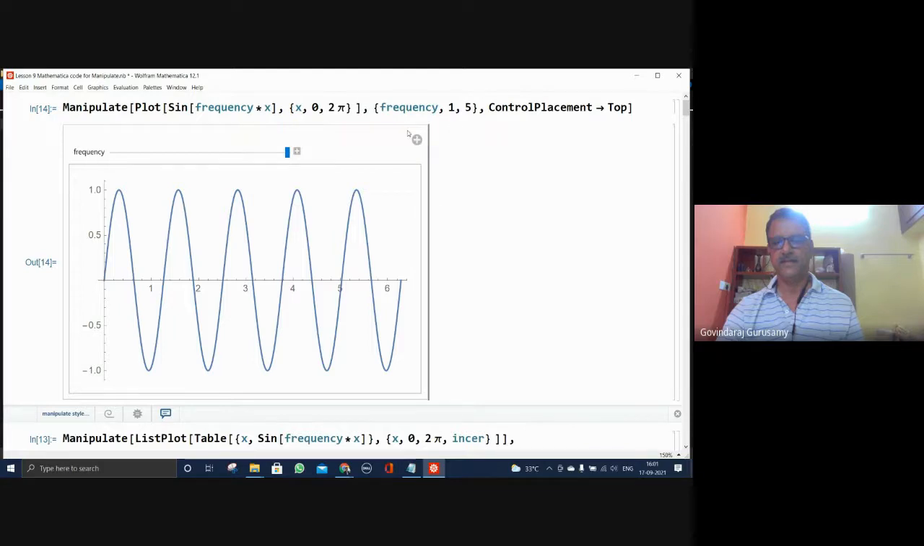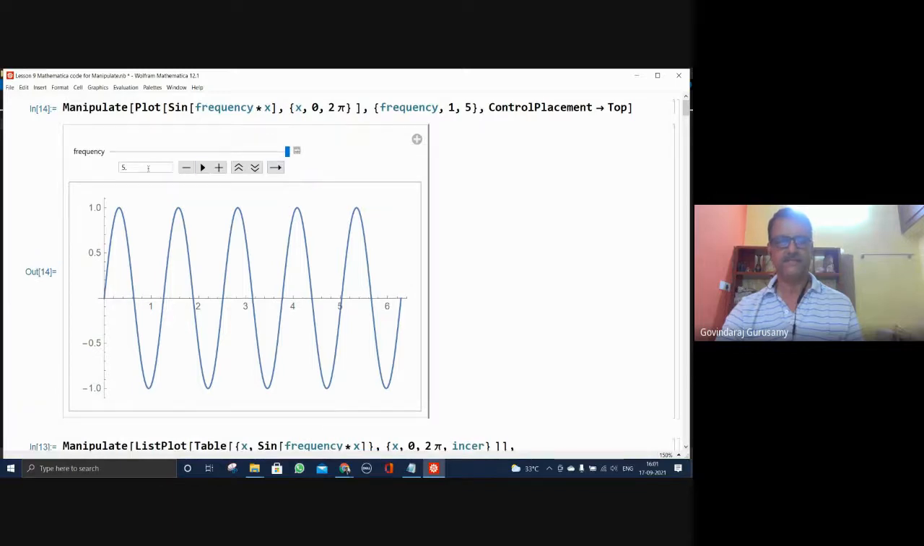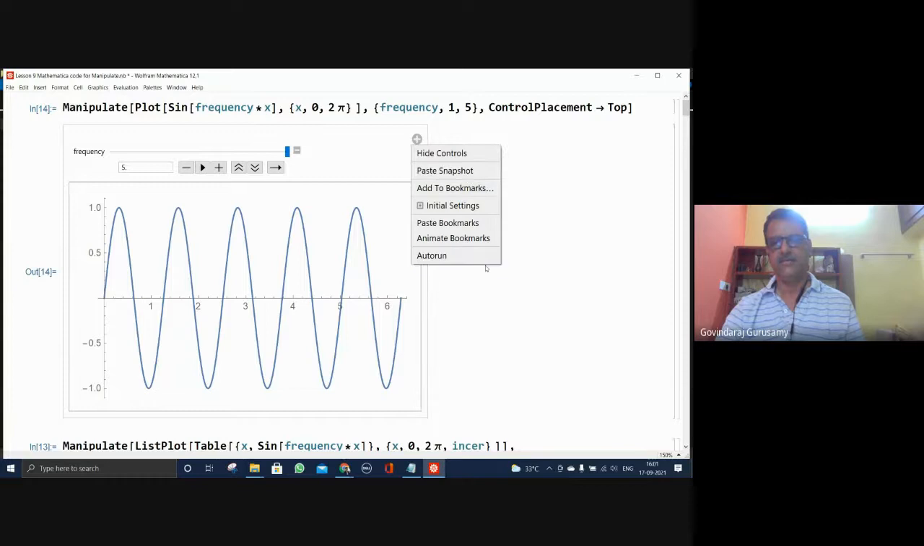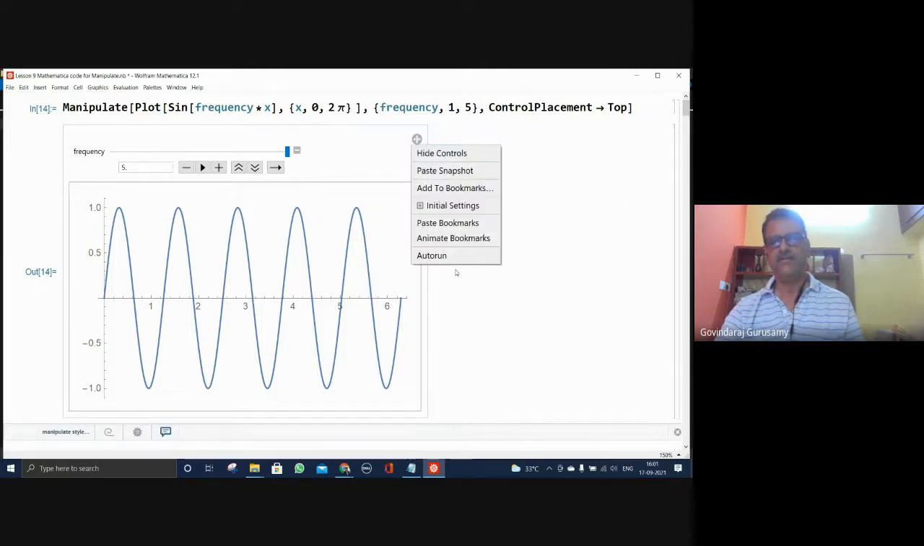Okay, I'm just clicking by right click, keep it over there. Hide controls, paste snapshots, add to bookmarks, initial setting, paste bookmarks, animate the bookmarks, auto run. These are all the options that are available for this Manipulate, in addition to these things. It is not very necessary to use them, otherwise you can leave them and have them for yourself. Whenever you have time, if you wanted to explore them, you just click it and try to see what is happening.